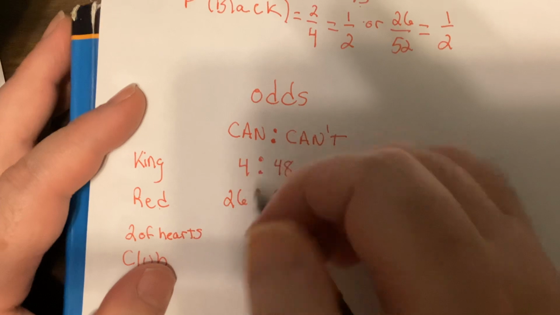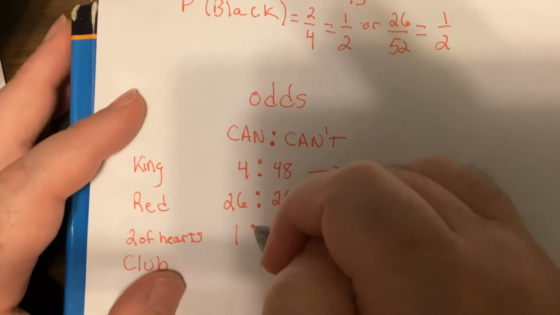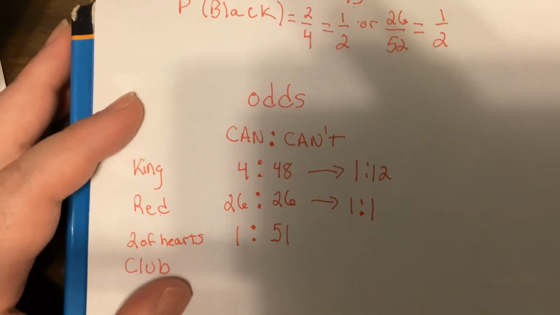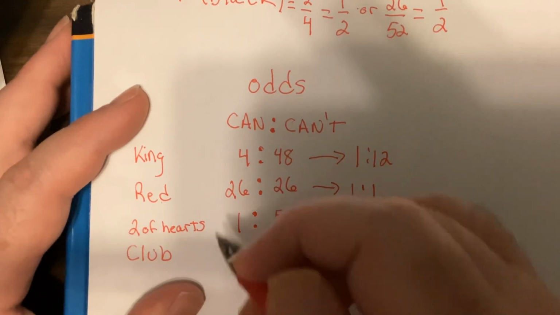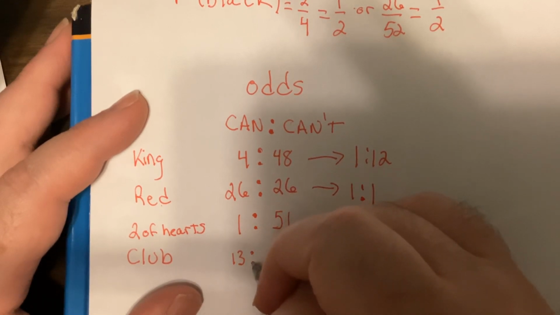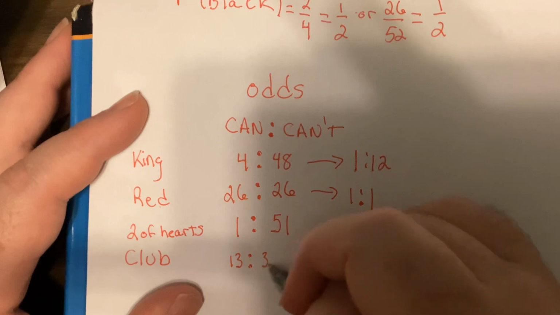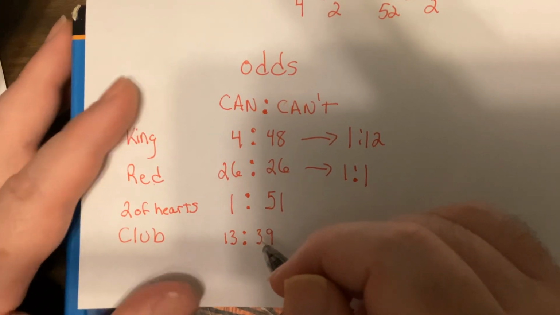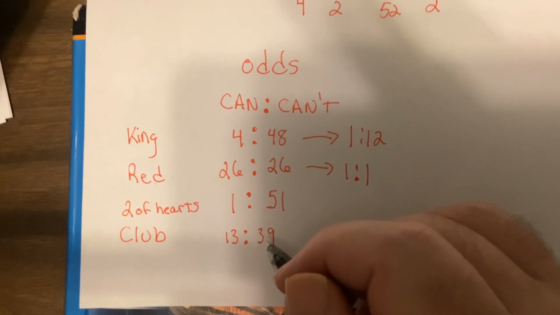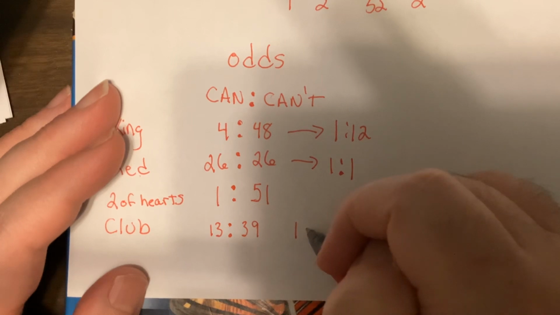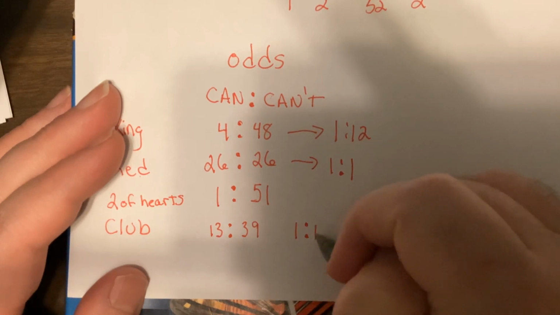Okay, 2 of hearts, that is 1 card. So there'd be 51 cards that are not 2 of hearts. Then the club, there's 13 that are clubs. And then there'd be 39 that are not clubs. So then we could reduce that to 1 to 3.